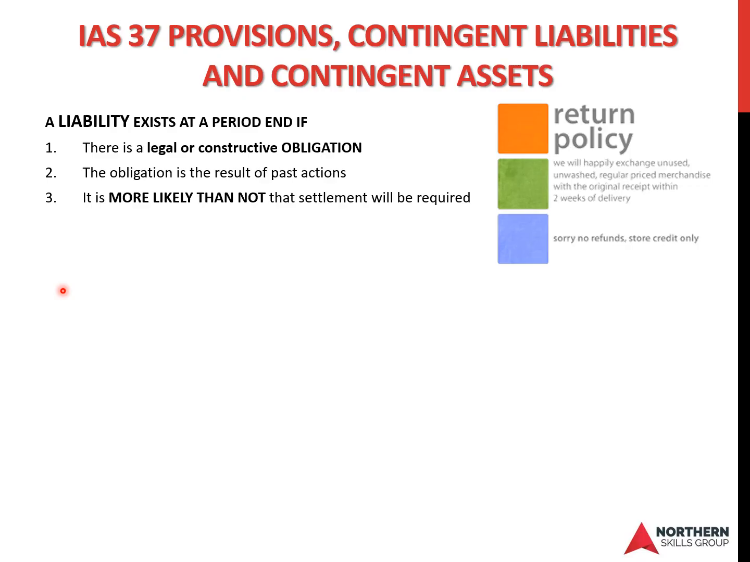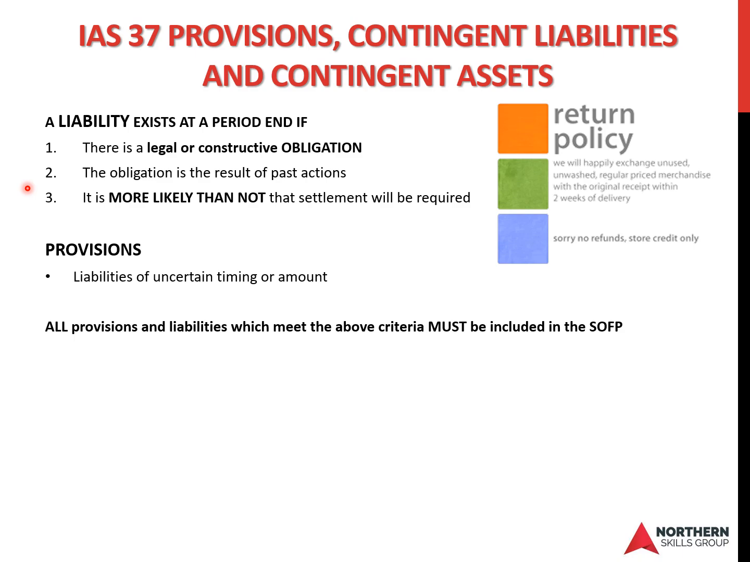If there is a liability and you don't know when that settlement's going to be or exactly how much it's going to be, then it's referred to as a provision. So a provision is a liability of uncertain timing or amount. Now, in both cases, all liabilities, all provisions must be included in the statement of financial position, and being a double entry, there's always going to be an effect on the profit and loss account as well. So liabilities and provisions all go into the statement of financial position.